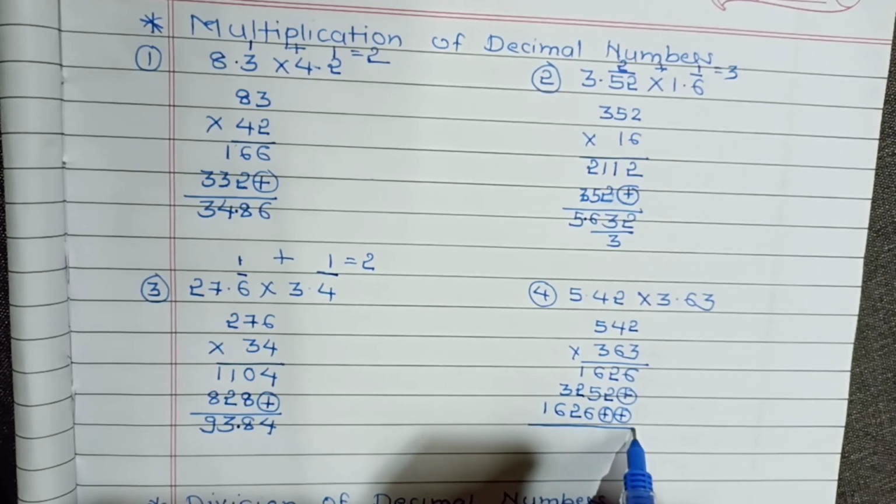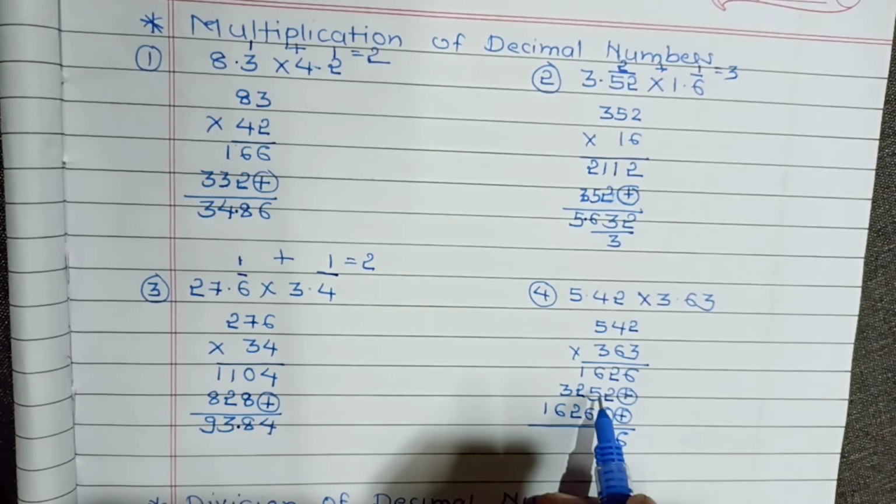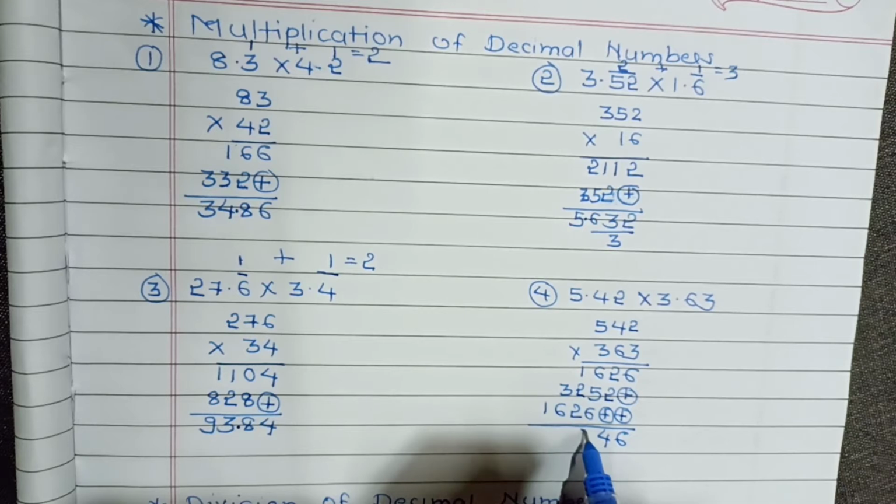Now you have to do the addition here. This is 6, 2 plus 2 is 4, 6 plus 5 is 11, 11 plus 6 is 17, 1 remains. 2, 4, 6, 6 plus 3 is 9, and this is 1. 196,746. Now you have to put the decimal point here.